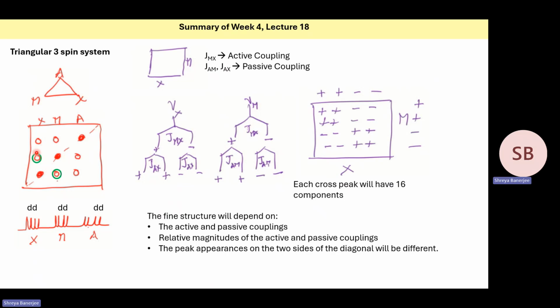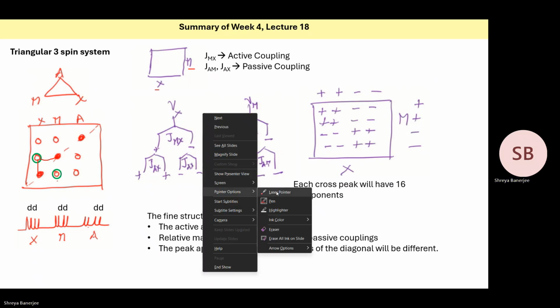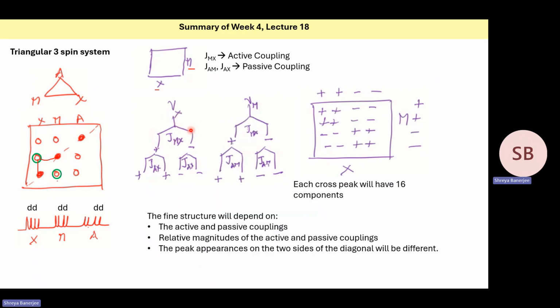If we are looking at this spin shown in green, that is, we are looking at the MX peak, M in the y-axis, X in the x-axis. Initially, X is being split by M, and that is your active coupling, and it will give rise to antiphase. So it will become plus and minus. So X has already been split by M. Now X will be split by A. That is your passive coupling, and the sign will not change. So plus will give plus and minus will give minus.